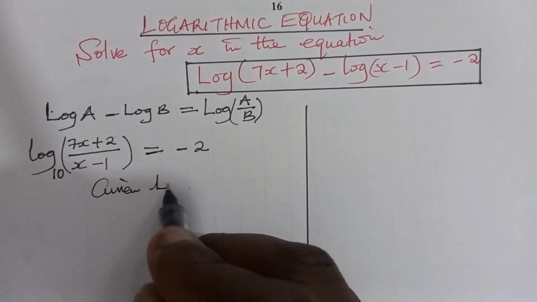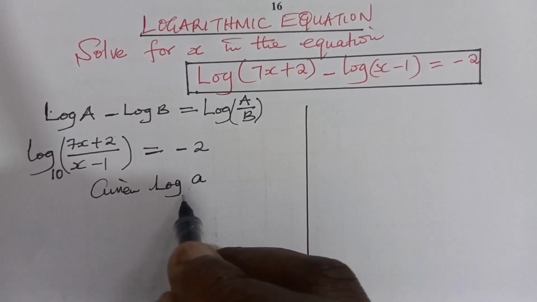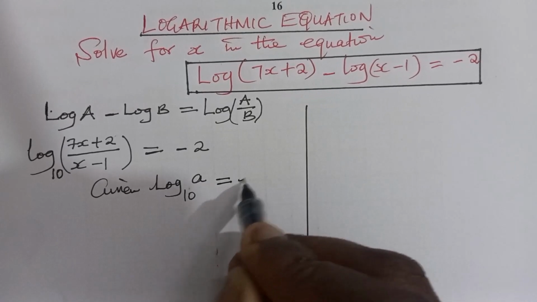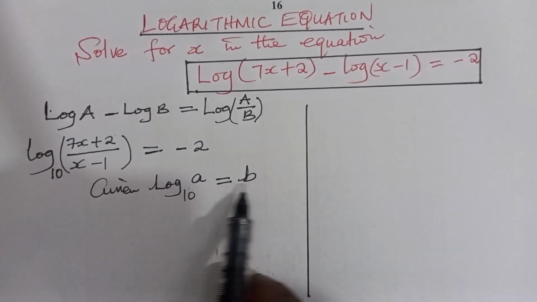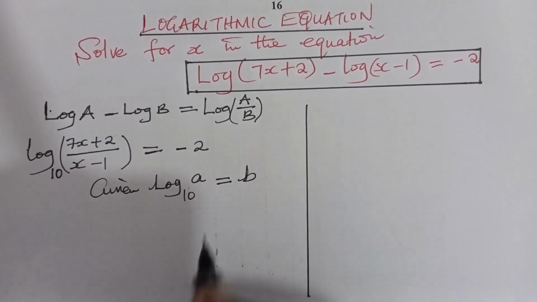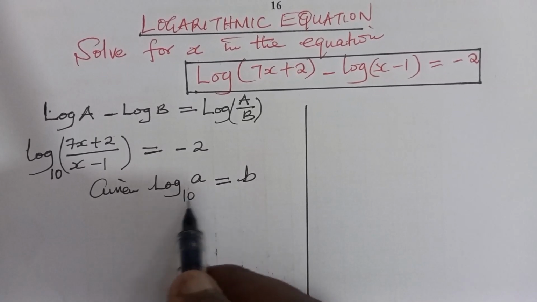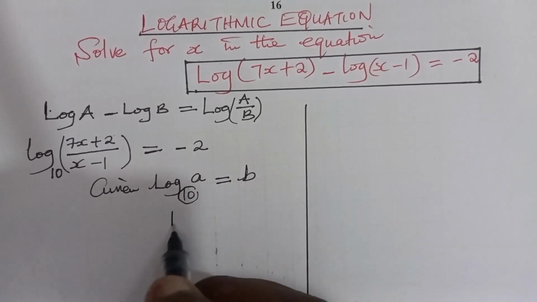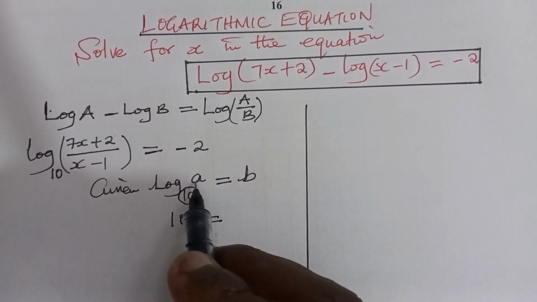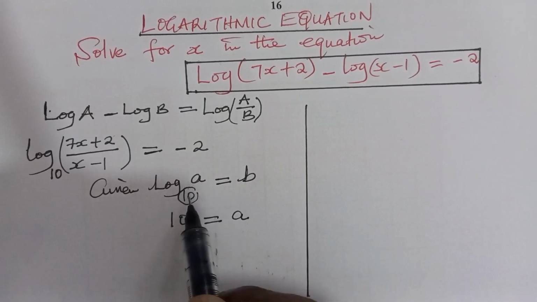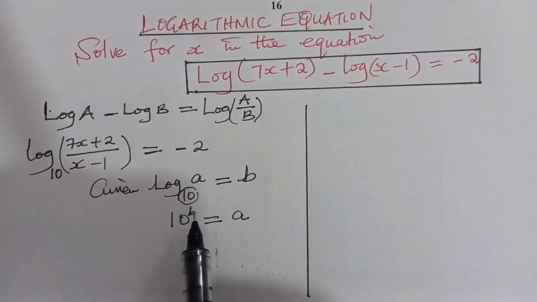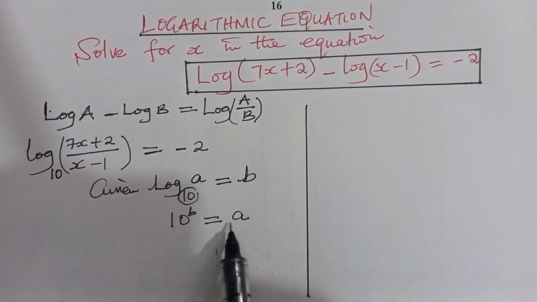Given log of a to the base of 10 is equal to b, then this is written in logarithmic notation. If you are to write this in index notation, this is how you do it: 10 raised to power b should give a. So log a to the base of 10 is equal to b, and that written in index notation is 10 raised to power b is equal to a.